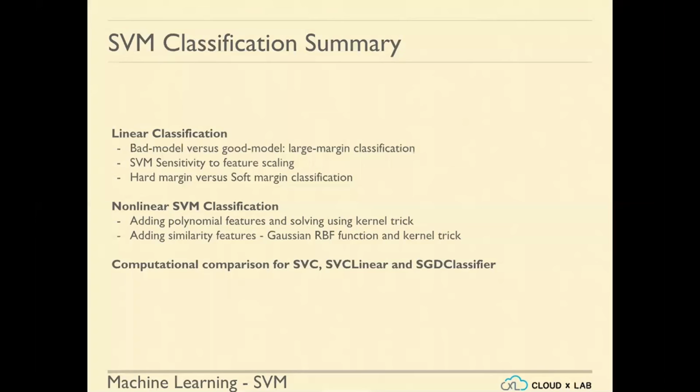We learned about hard margin versus soft margin. We also learned about nonlinear SVM classification, adding polynomial features, and solving using kernel techniques. Adding similarity features like Gaussian RBF functions and the kernel trick, those are the things we learned about nonlinear SVM classification. And we also did the computational comparison for SVC, linear SVC, and SGD classification.